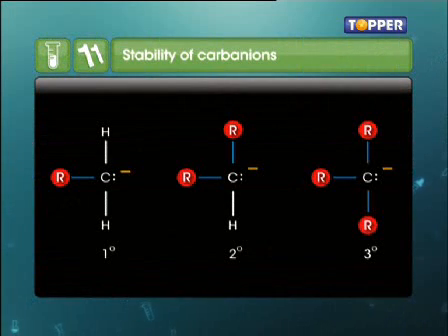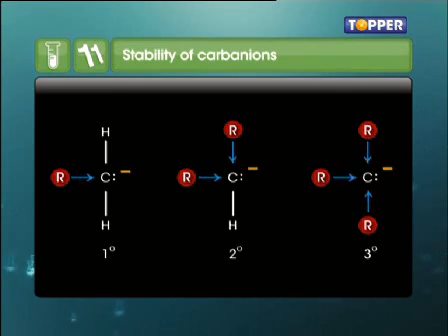The greater the number of alkyl groups on the carbon bearing negative charge, the greater would be the electron density released by the alkyl groups. So, the negative charge on the carbanion gets intensified, making the carbanion more unstable. Therefore, the primary carbanion is more stable than the secondary carbanion, which is more stable than the tertiary carbanion.